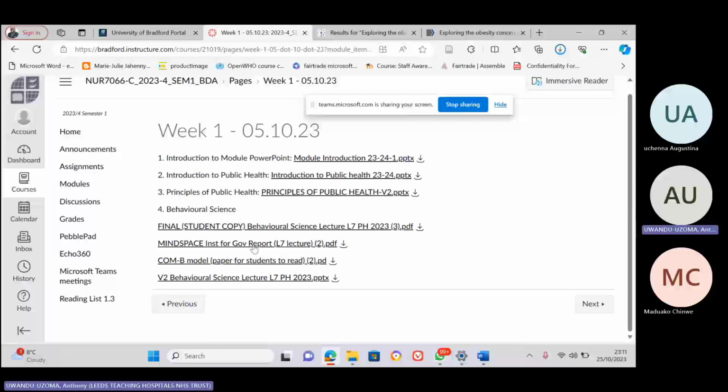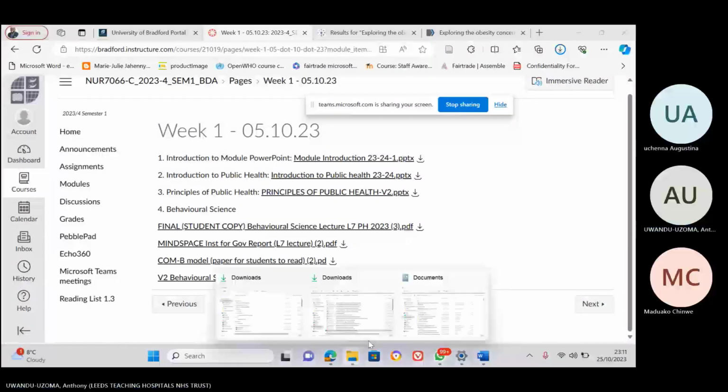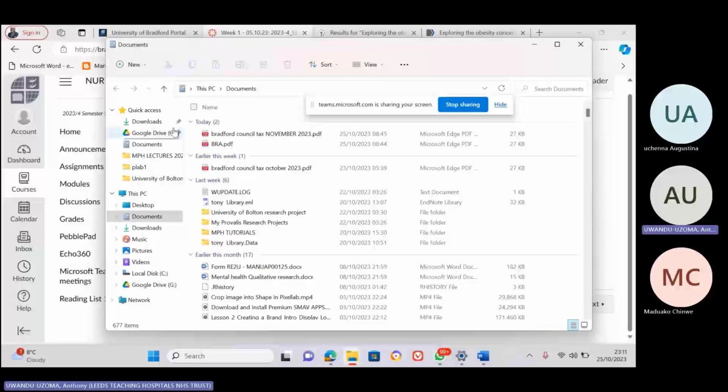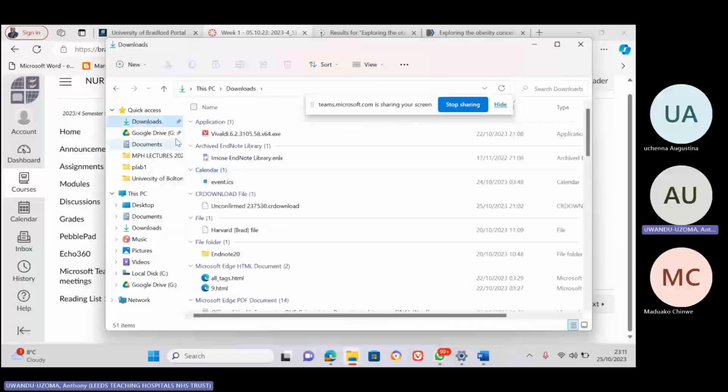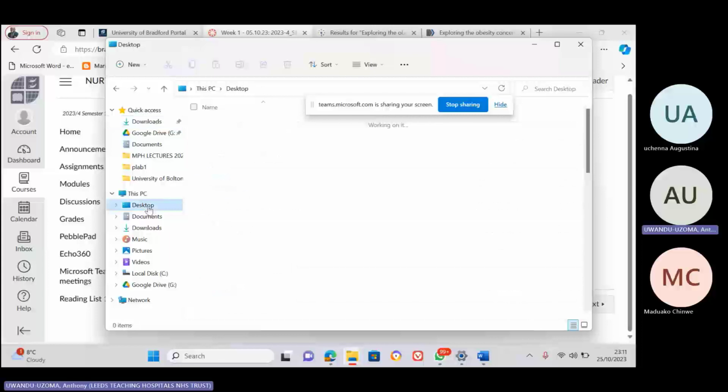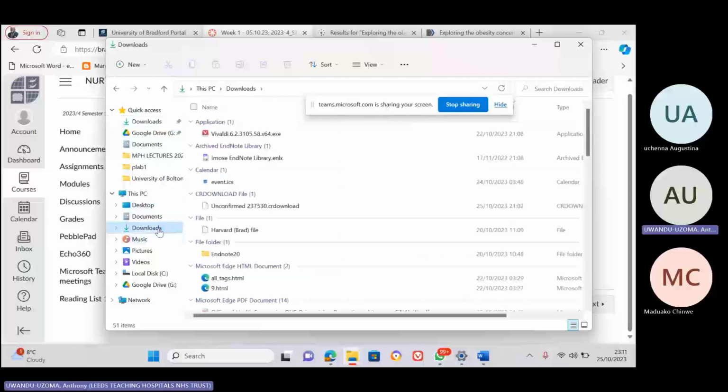Okay. So here. So now they talked about combined model. So let's open this and see what we have. Behavioral science lecture. Okay. So let's see what we have. If I'm to read that, I'm assuming that I don't know it. Remember, it's not everything I know, so I'm not assuming that I know it. So let's open it and see how we can navigate through that.